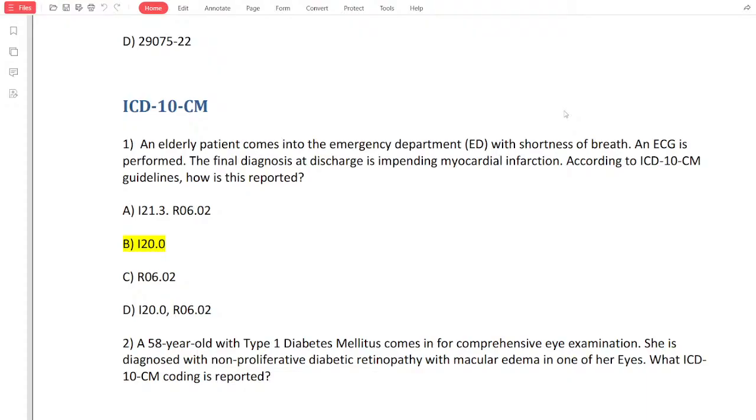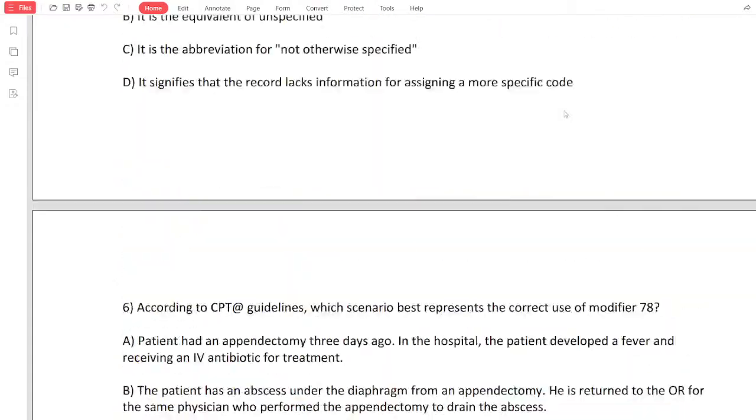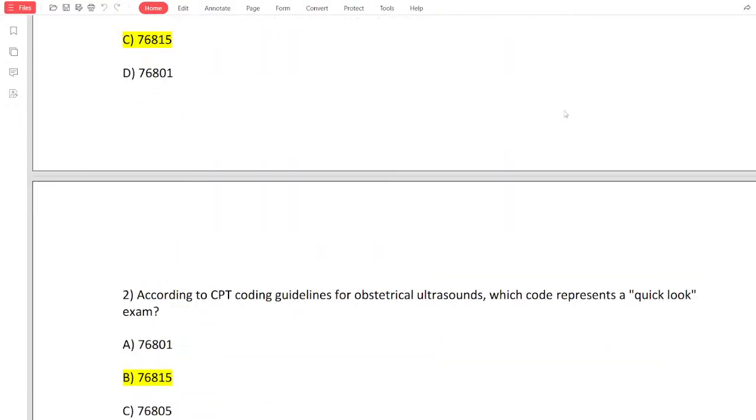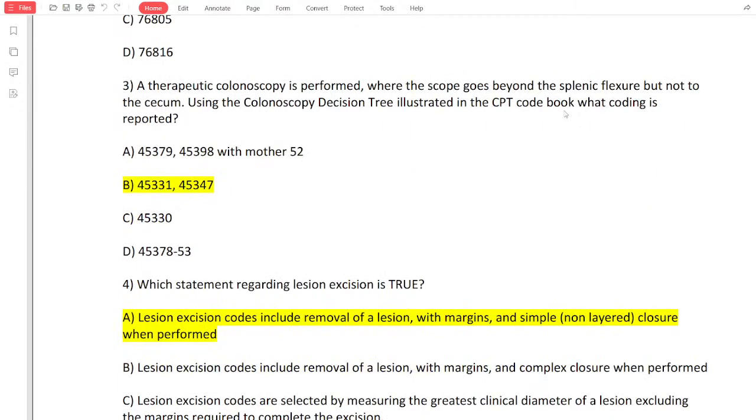Okay, I just noticed it. Kirti Nakella, I think the third question answer is 45378. Third question. Okay, just a second here. 45378 modifier 53. Splenic flexure. Okay, no, dear. The correct answer is 45331 and 45347. Okay, we'll check it out once again.